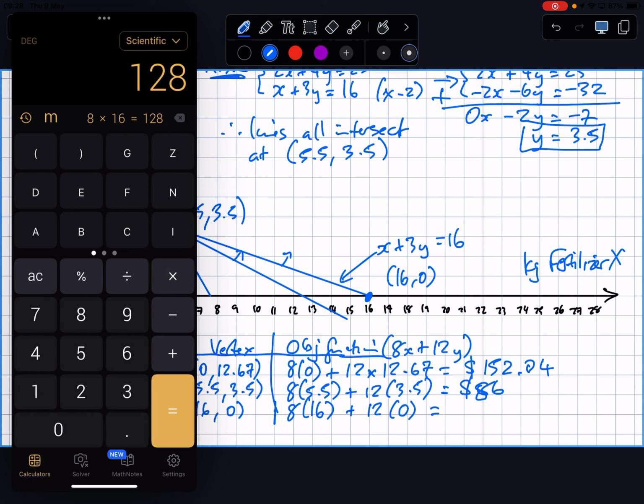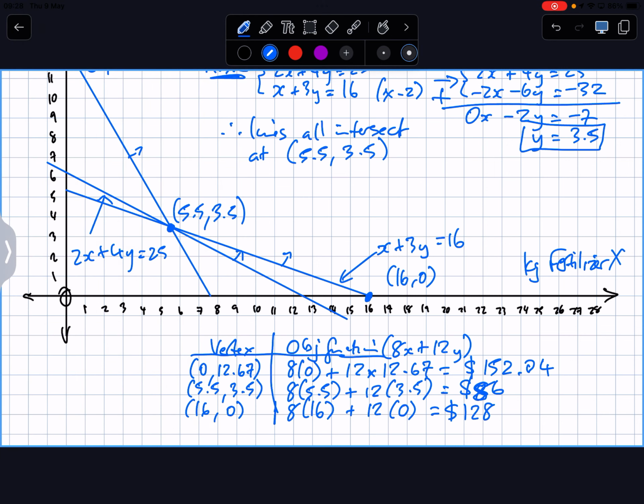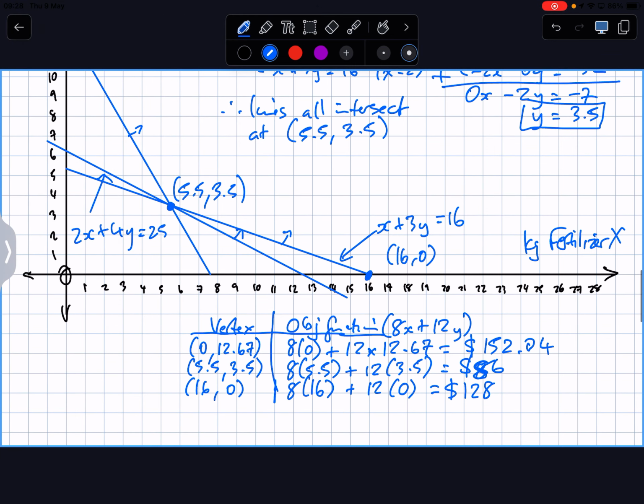128. What were we trying to do in the question? Maximize cost or minimize cost? Minimize. So what was the lowest price in our simplex algorithm? 86. Put a star there. So therefore your answer to A is the optimal solution is 5.5 kilograms of X, 3.5 kilograms of Y at $86.